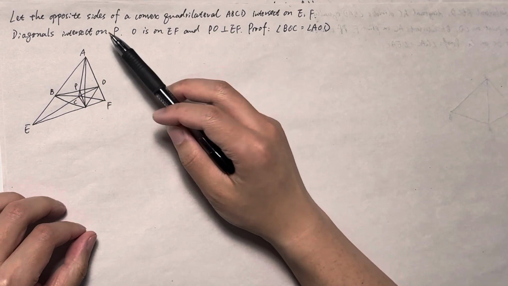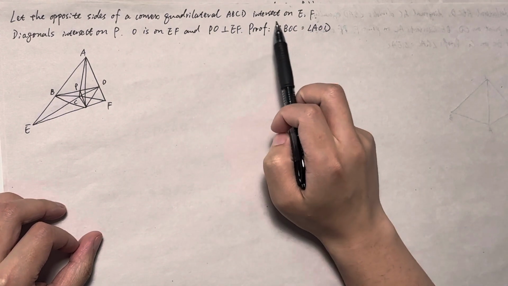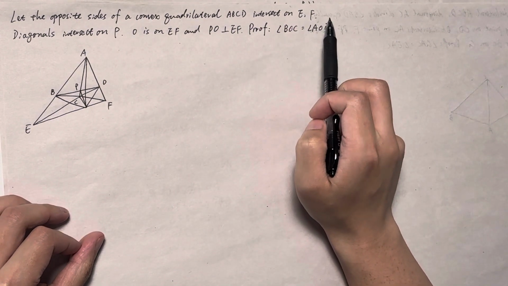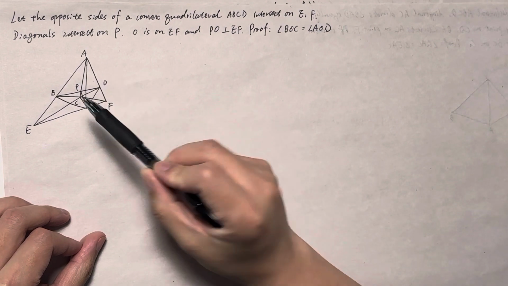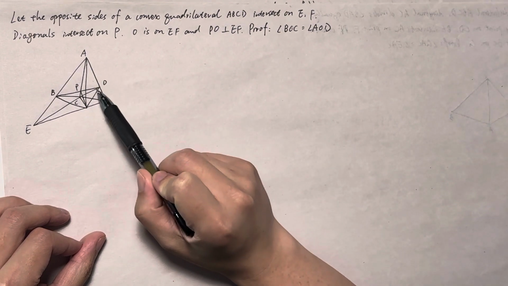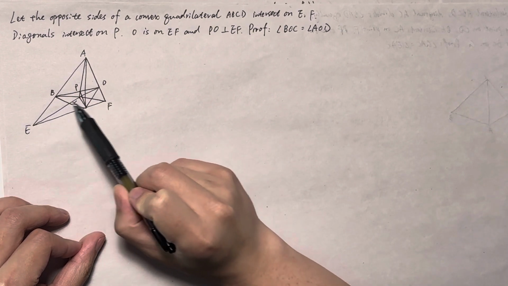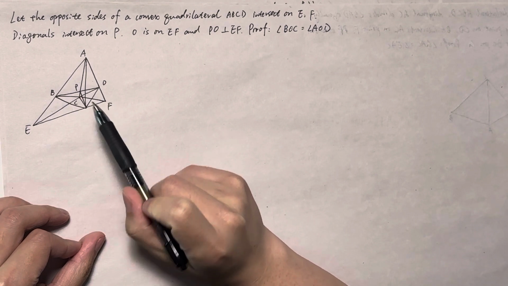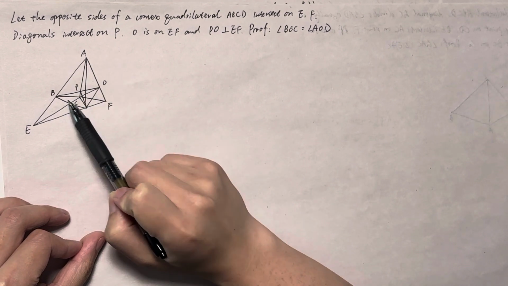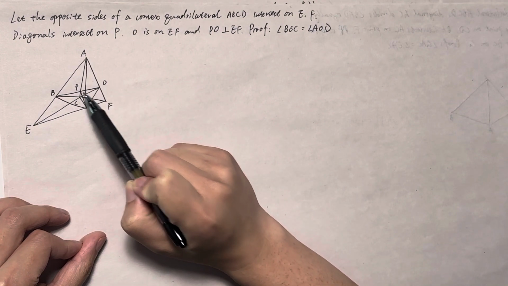Let the opposite sides of a convex quadrilateral ABCD intersect at E and F. So we can see ABCD here. The opposite sides, that's AB and CD, intersect at point E, and BC and AD intersect at point F. The diagonals BD and AC intersect at P.